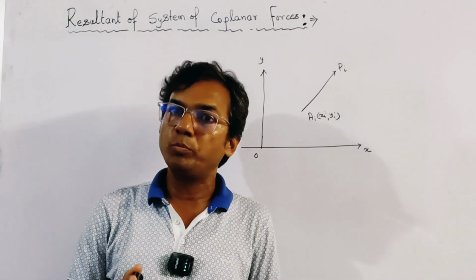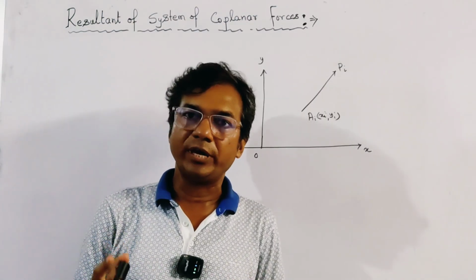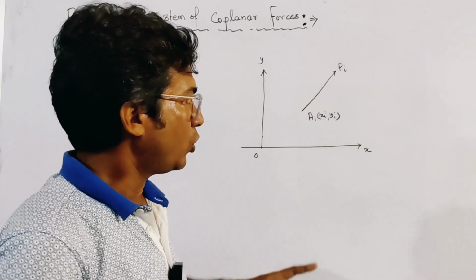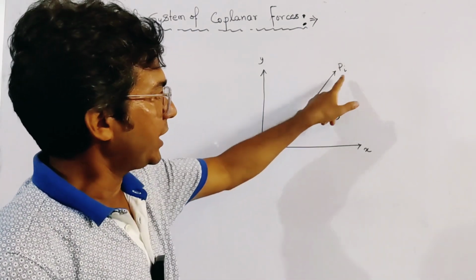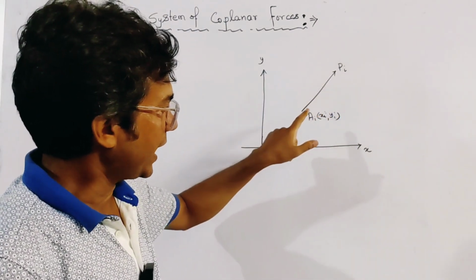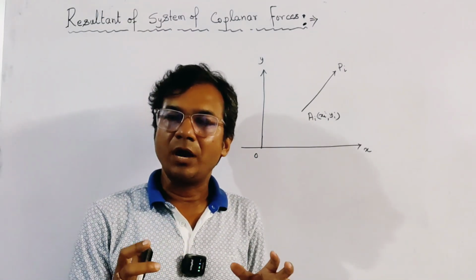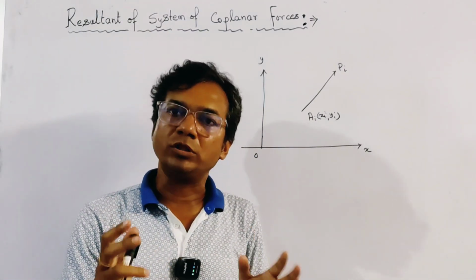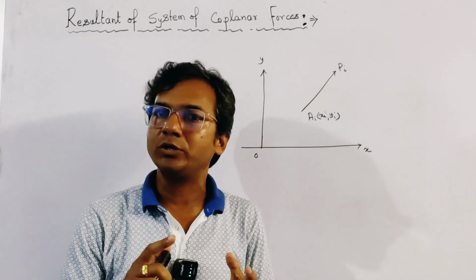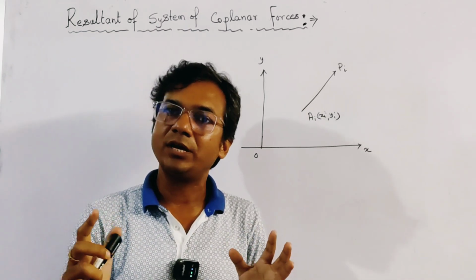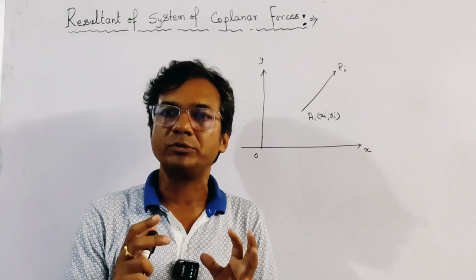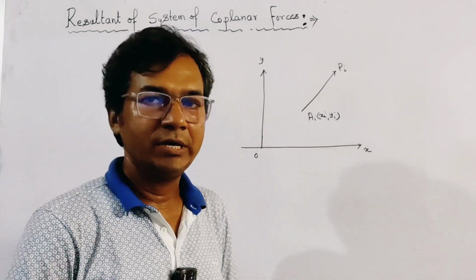Out of n coplanar forces P1, P2, Pn, we take here only one force Pi, which acts at Ai. Then we take the summation over all the forces from i equal to 1 to n. Then we get the total result, or the resultant, of the system of coplanar forces.